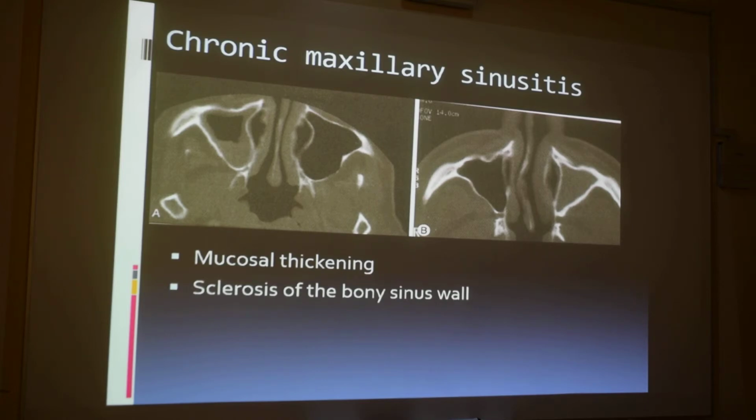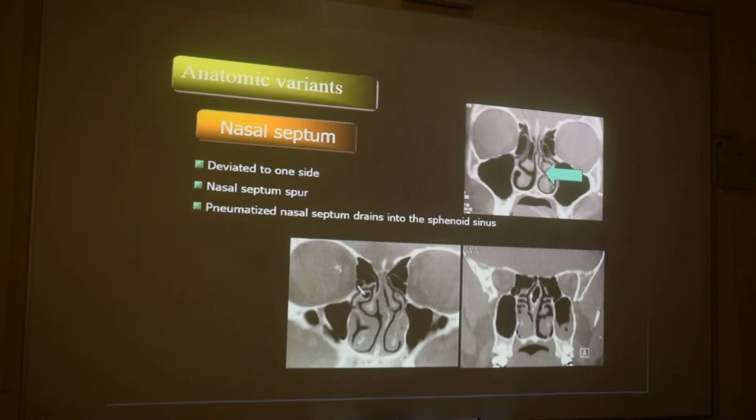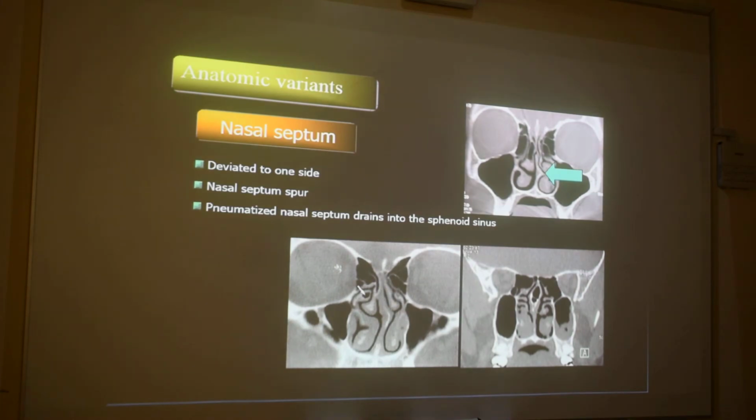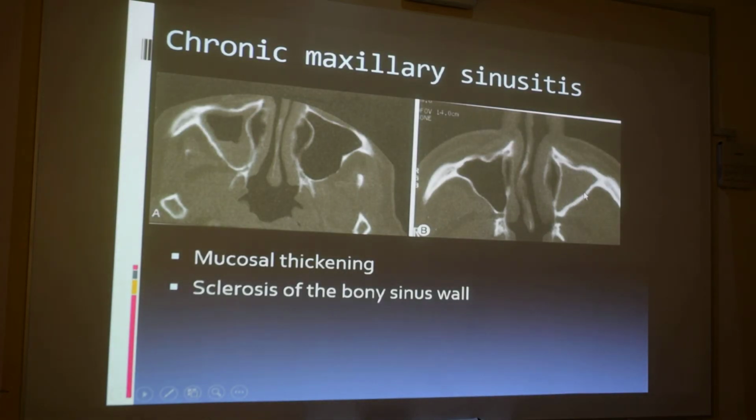Okay, clear on this? So can you differentiate between acute and chronic? Yes. In acute you would have fluid levels. In chronic you would have mucosal thickening and sclerosis, which is the wall thickening because of periostitis. Doctor, we call that a complete opacity? We call this a complete opacification. I mean the air has been replaced by a soft tissue opacity.